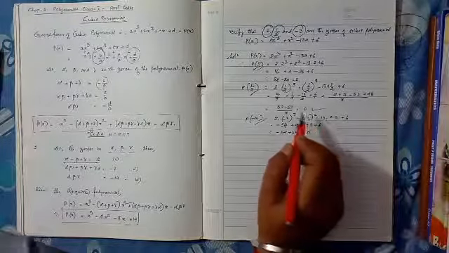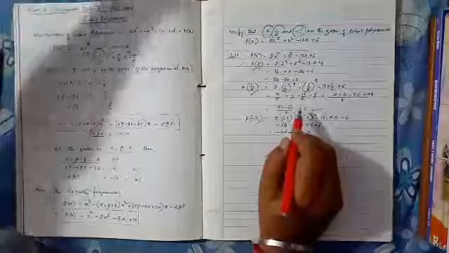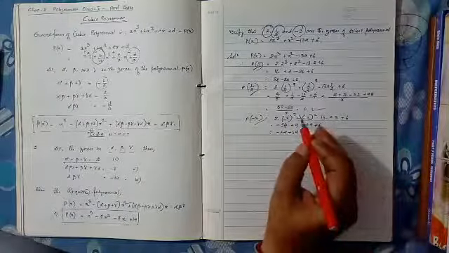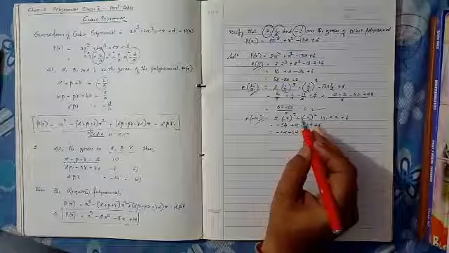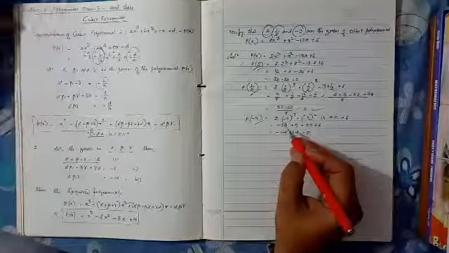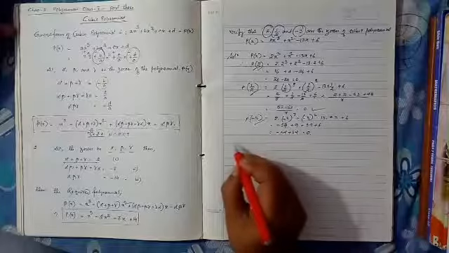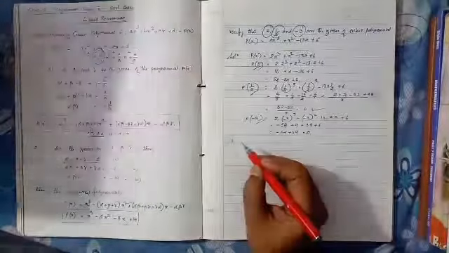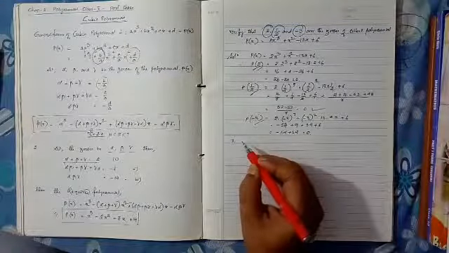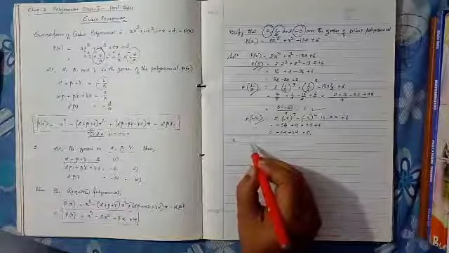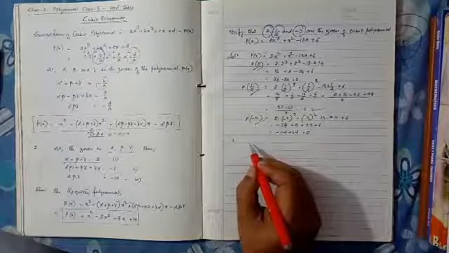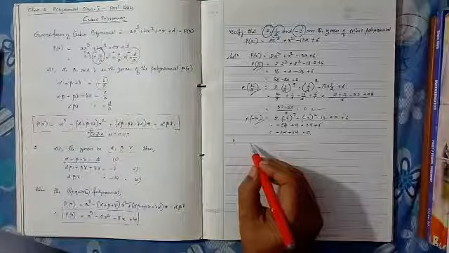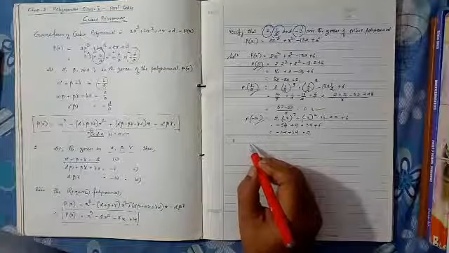Next, I am giving you at the same time the solution of some important sums and difficult sums regarding the polynomial. From exercise 2.4, sum number 3. If the zeros of the polynomial x cube minus 3x square plus x plus 1 are a minus b, a and a plus b, then find the value of a and b.